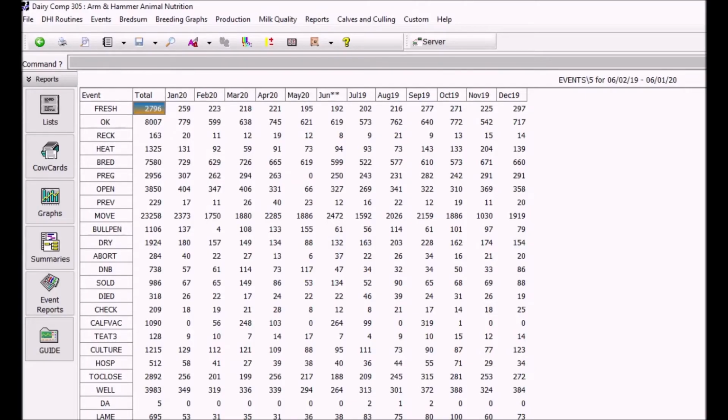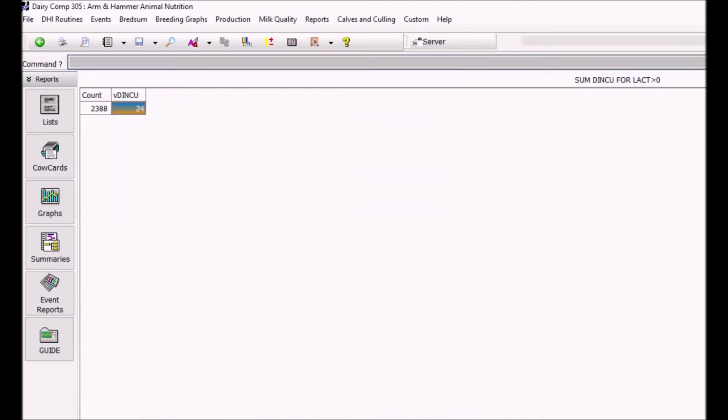To answer that question, we're going to use the command SUM. That's going to give us the average days in close-up. So we can run SUM days in close-up for lactation greater than 0. This will give us the average days in close-up for the entire herd. It's a quick way to know if we are meeting our goals. And in this particular herd, the average is 24.